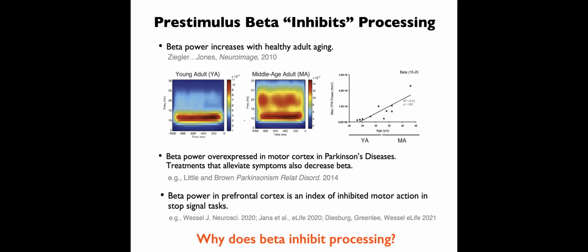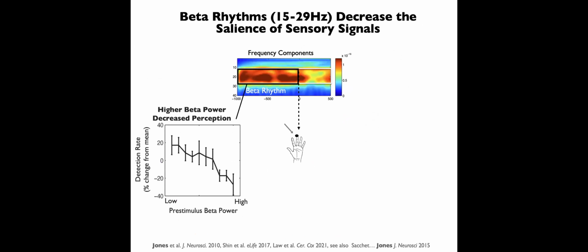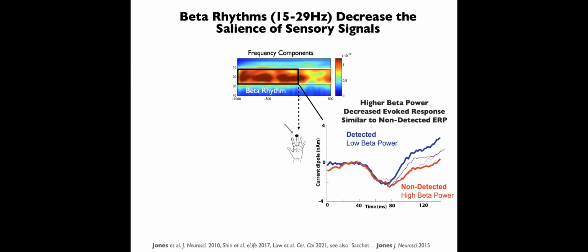The ultimate question we're interested in is why? What is it about the mechanisms of generation of beta that cause it to have this inhibitory role on sensory and motor function? To answer this question, we're going to now turn to our HNN modeling, and I'm going to go back and focus on our tactile detection study. Recall, the more beta you have in the pre-stimulus period, the less likely you are to feel that tap to the finger. This beta power has a direct influence on the processing of that sensory information, such that the more beta power you have, you start with a lower evoked response, and then you have a wider and shallower peak. So the question is, can HNN help us understand why?